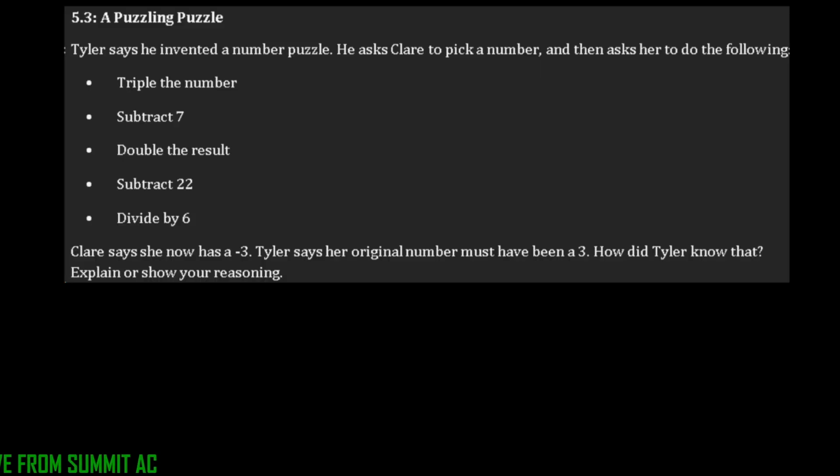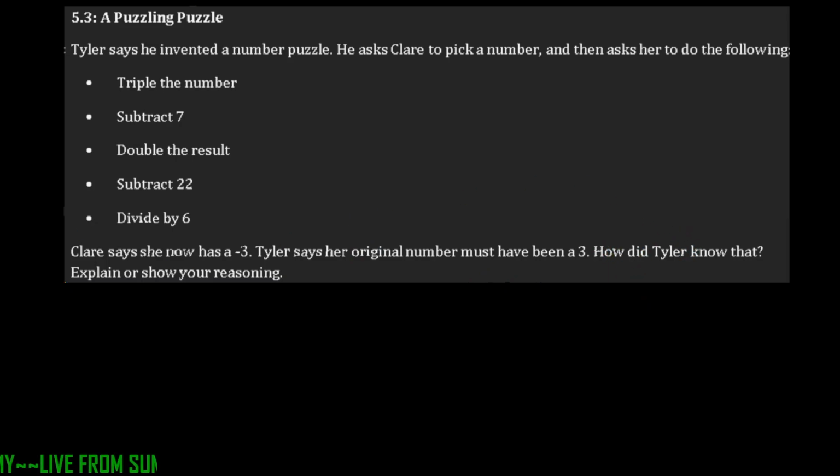On the next part, it says a puzzle. Tyler has invented a number puzzle. He asked Claire to pick a number and then asked her to do the following steps. Claire says that she now has negative 3 as her answer. Tyler says her original number must have been positive 3. How did Tyler know that?